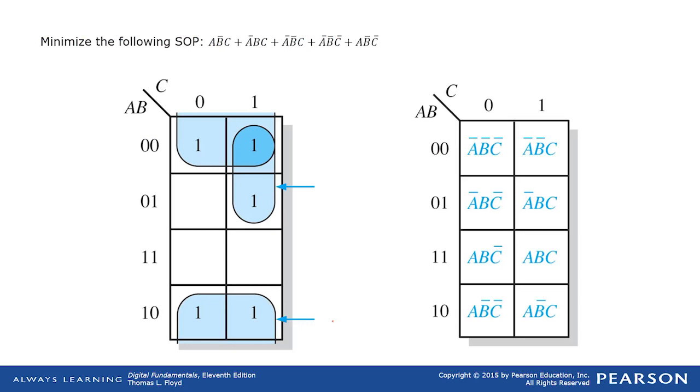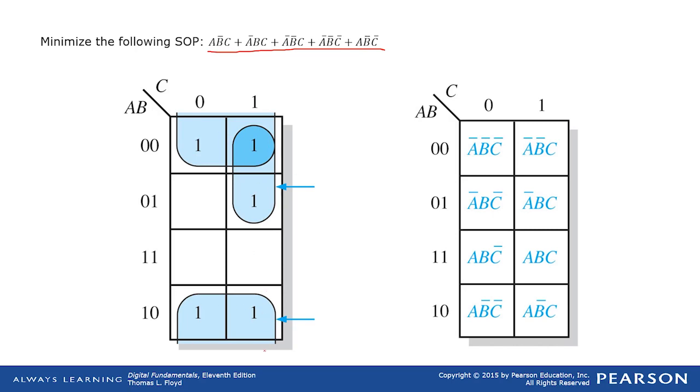So this is another example of how we're going to do the minimization. This is our original expression, right? A B complement C, A complement B C, A complement B complement C, etc. First we do the mapping. So this is the mapping, and then we do the grouping, right? We group the bits, and then we do the minimization.